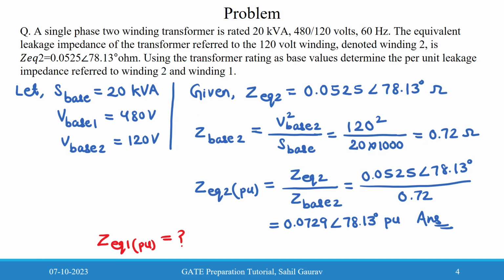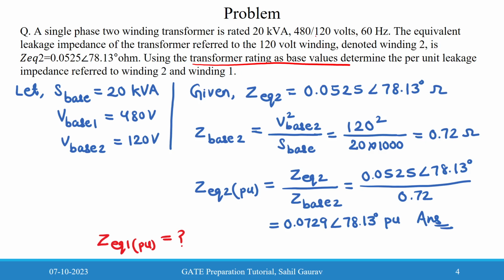So here we have to consider the base values first for finding the per unit values. Generally in the problem, the base values are given, and if they are not given, then you have to consider them. So here in this problem, we have been given the transformer rating as base values. The transformer rating is 20 kVA, so we have considered the apparent power rating as 20 kVA.